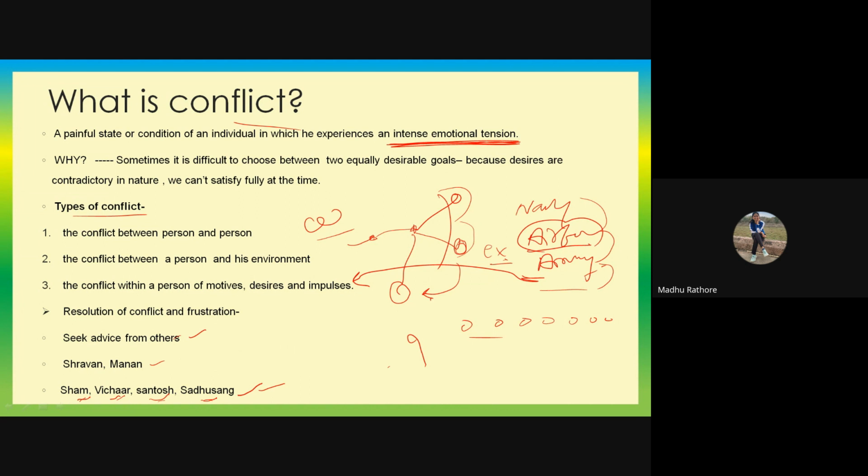Okay. So these are some things in yoga that we will have to understand and practice, and focus on them to resolve it. And one more thing: in Yog Darshan, what is mentioned? Maitri, Karuna, Mudita, Upekshanam. We should maintain Maitri and Karuna for getting out of this conflict between person and person. Karuna, person and his environment.